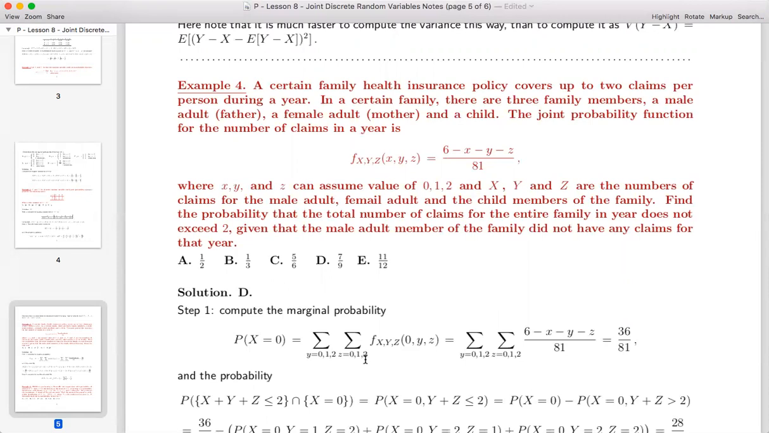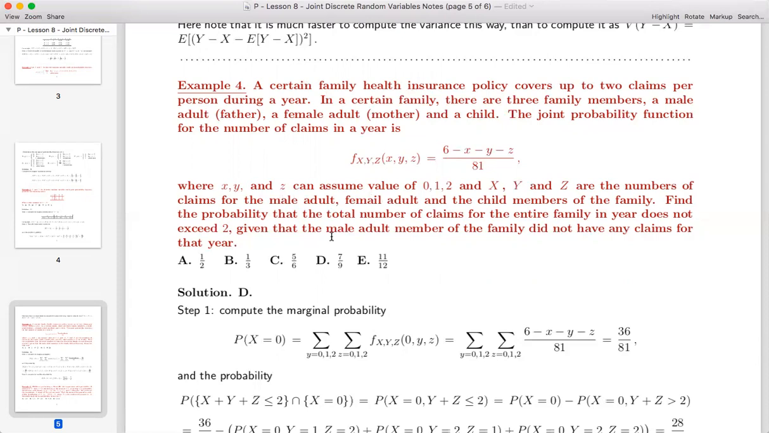A certain family health insurance policy covers up to 2 claims per person during a year. In a certain family, there are 3 family members: a male, who is the father, a female, who is the mother, and a child. The joint probability function of the number of claims is this, as below. And we know this only covers up to 2 claims per person. And we know the values can take between 0 and 2.